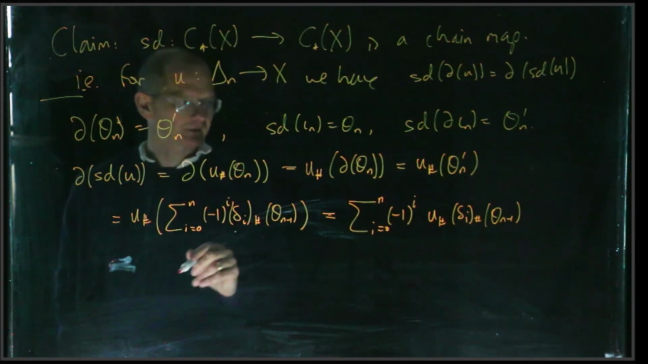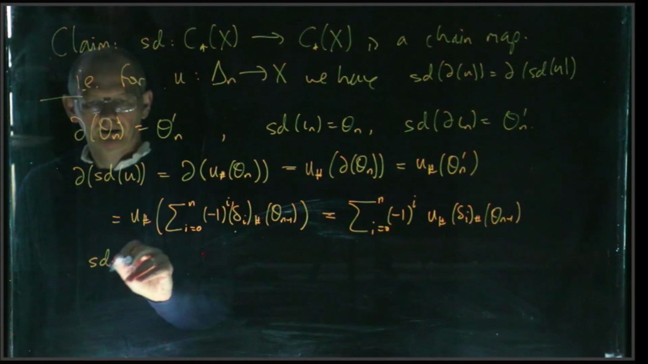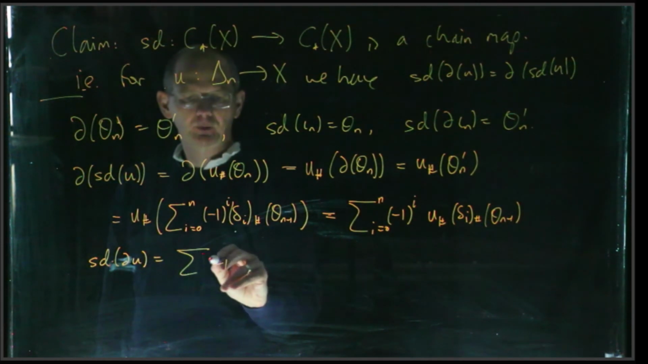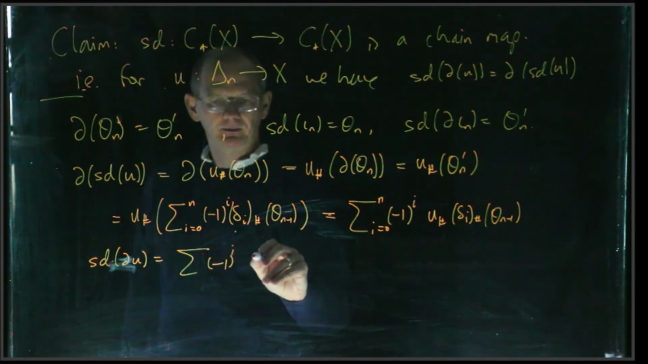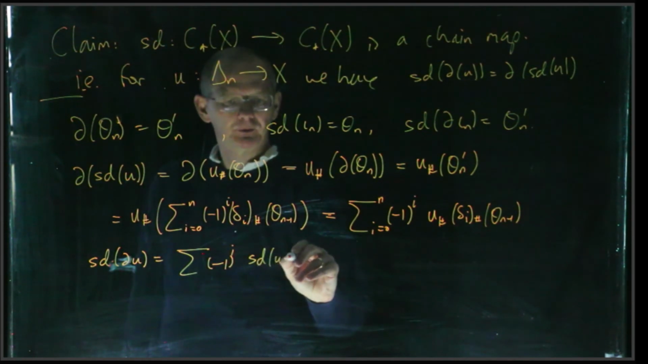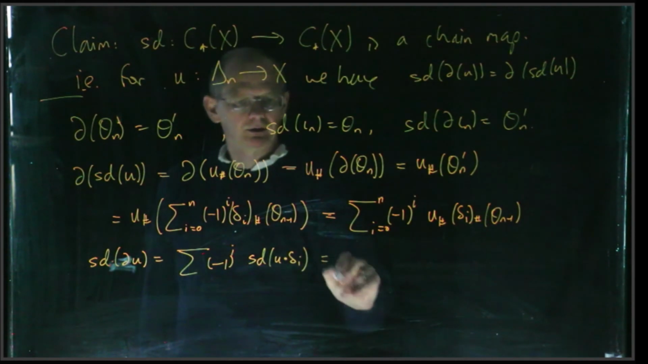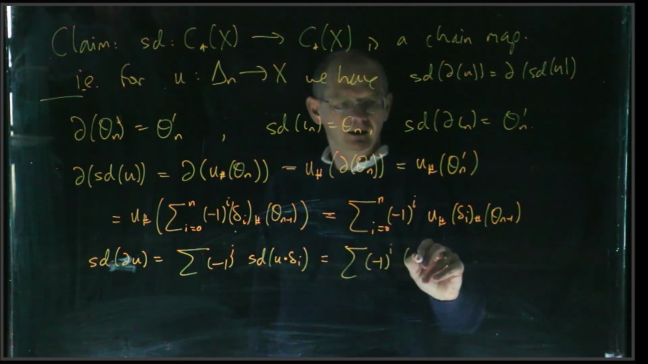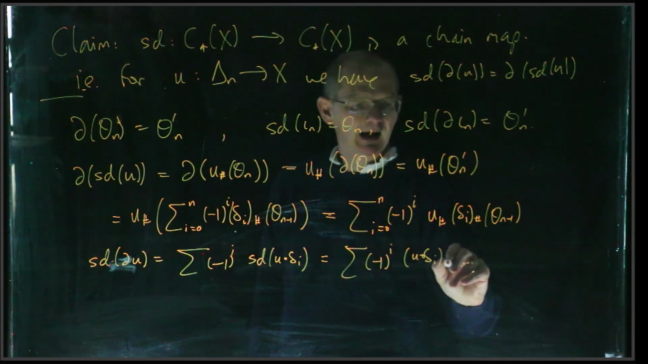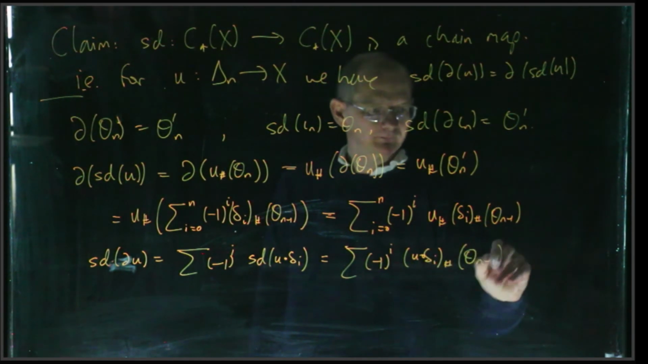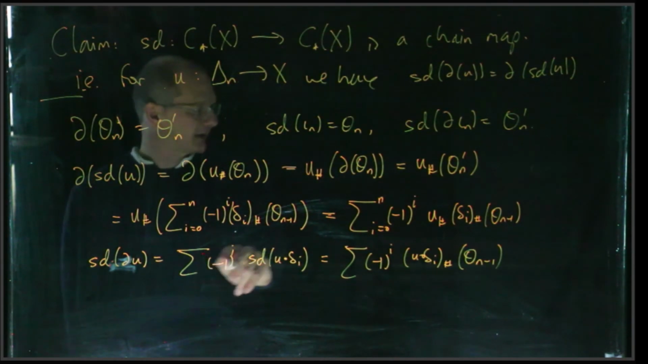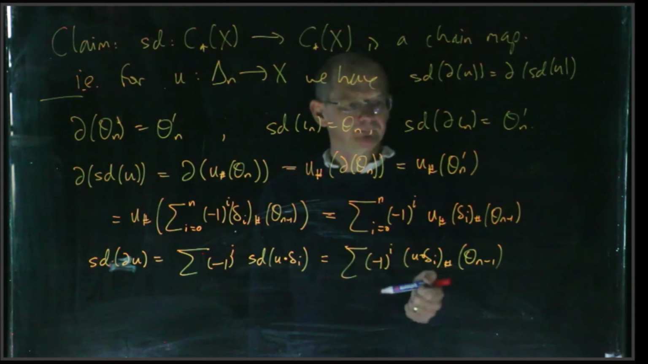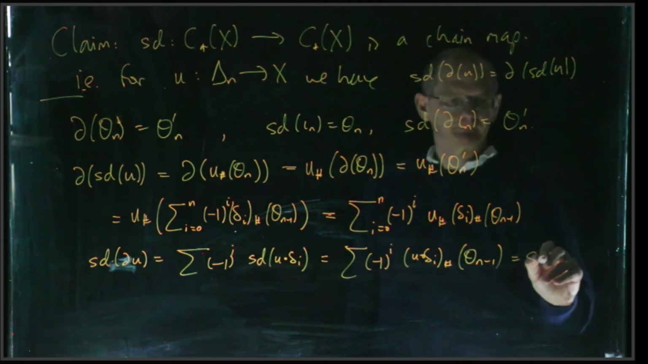Okay, but then let's think about what's the subdivision of the boundary of U. Okay, so that's the sum of minus 1 to the i, the subdivision of U composed with delta i, which is the sum of minus 1 to the i, U composed with delta i, hash of theta n minus 1, because we're subdividing n minus 1 chains here, so you take the map and you apply it to theta n minus 1, and that's the same.